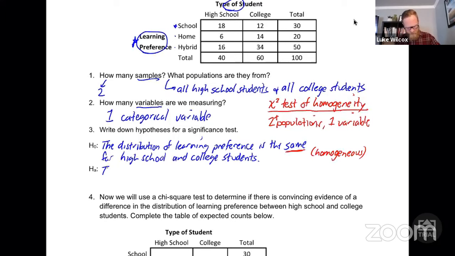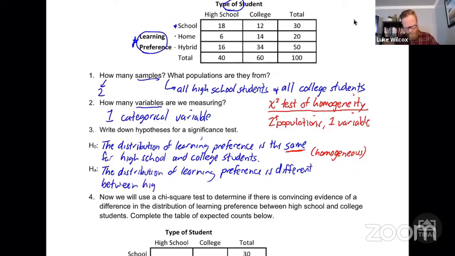So we're going to say the distribution of learning preference is different between high school and college students. And in terms of homogeneity here, we are now saying that the two groups are not the same, not homogeneous.